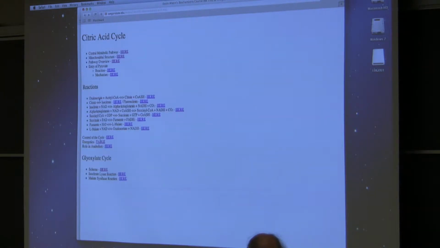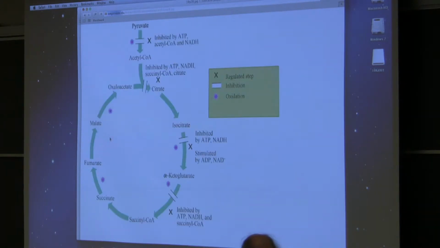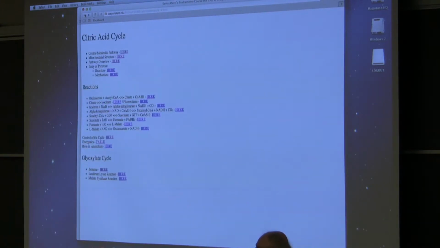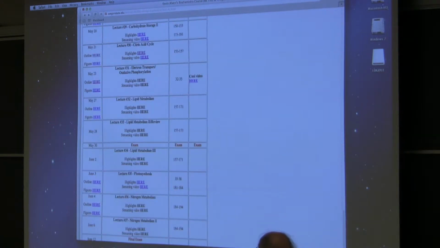There's a thing on here that I show that has the control of the cycle. But the reality is that the only thing that we really worry about with respect to control of the cycle is the amount of NAD and FAD. Other things affect it, but the reality is they don't play a big role in controlling the cycle. It's NAD and FAD that ultimately control it. And that'll be relevant when I talk today about electron transport, because it's in electron transport where NAD and FAD are generated from NADH and FADH2.